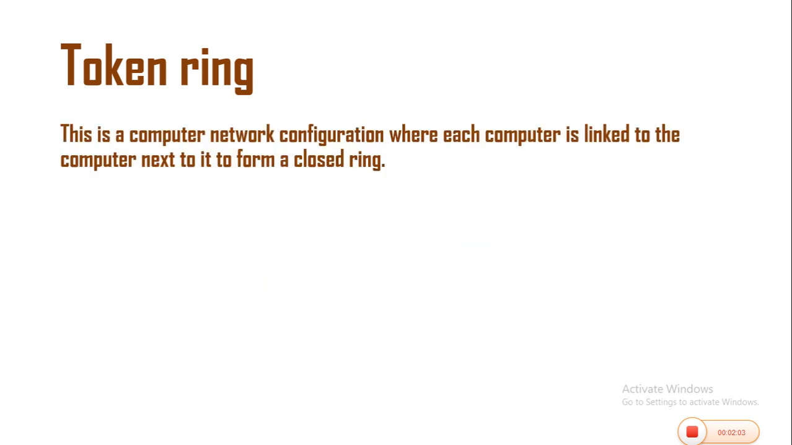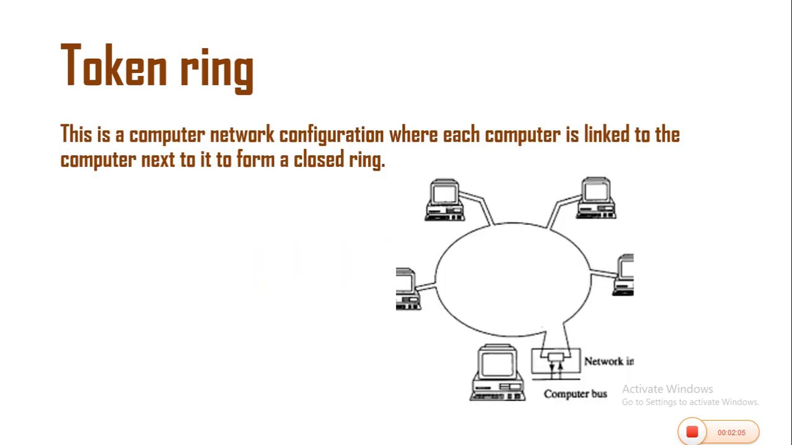Token ring is another type of computer network. In a token ring computer network, the computers are configured in a way that each computer is linked to the next computer to form a closed ring, like the image you have on the screen. The computers are connected in a ring-like or clockwise structure, and they are able to pass data from one computer to another using what is called a token. The token is data packets.